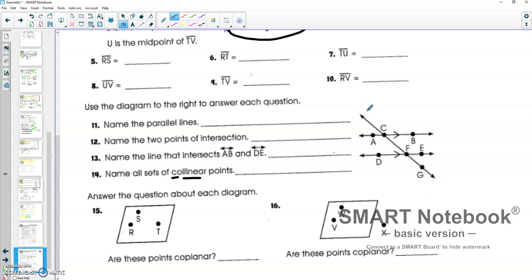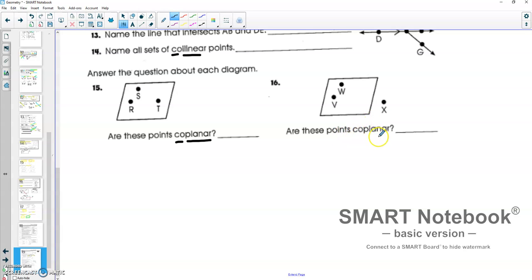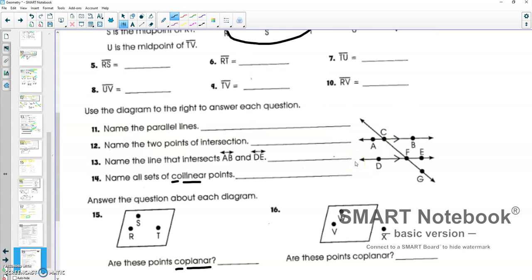Okay? Number 15 and 16 answer the question about each diagram. Are these points coplanar? Are they on the same plane? And are these on the same plane? Okay?